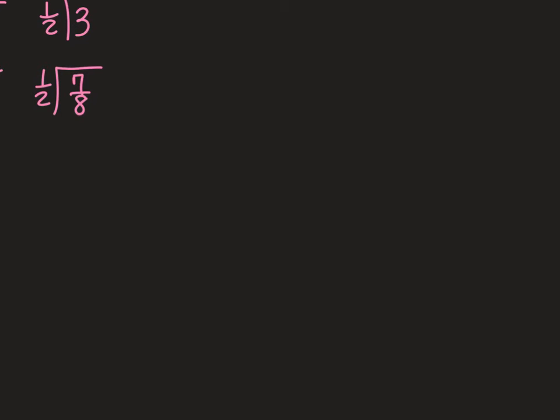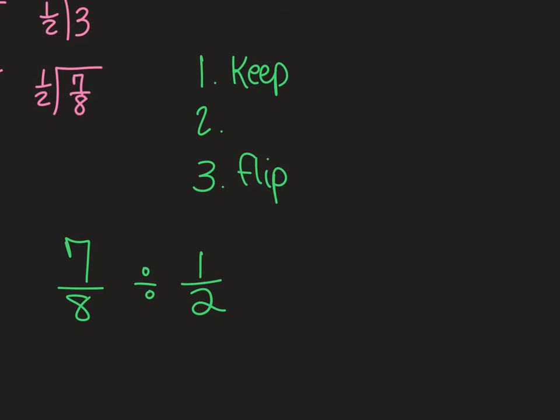So the procedure looks like this. It's 3 steps. The first one is keep. The second one I left it blank because I'm not sure which word you used in 5th grade. I always use the word switch: keep, switch, flip. But some of the other students in other grades have been saying they heard keep, change, flip. So I can say either one, whatever makes sense to you. Keep, change, flip, keep, switch, flip.